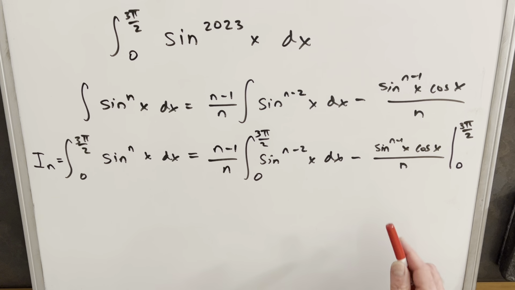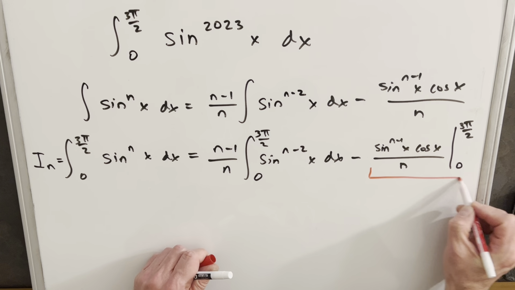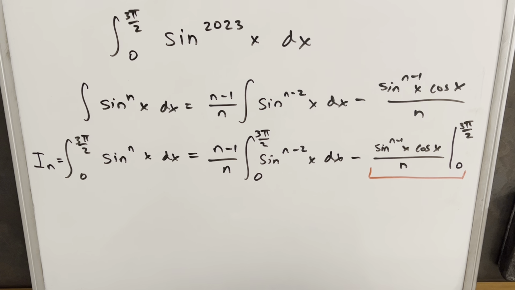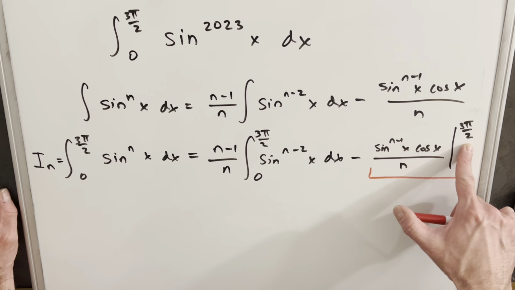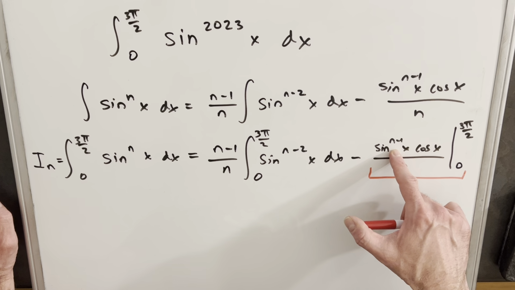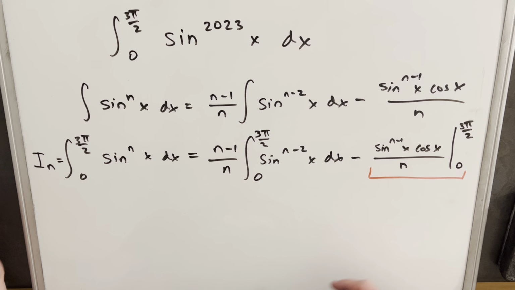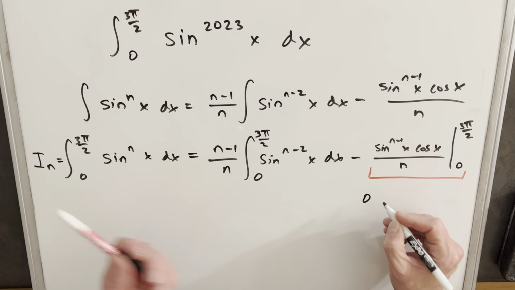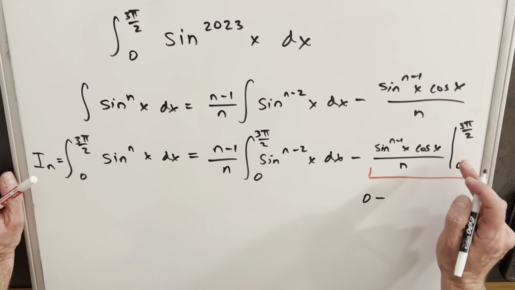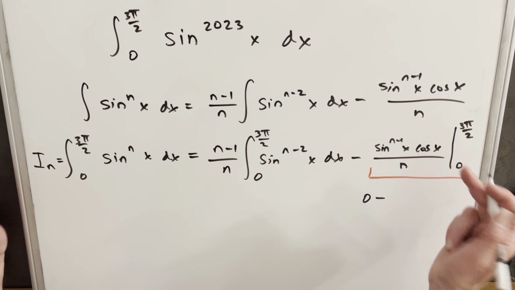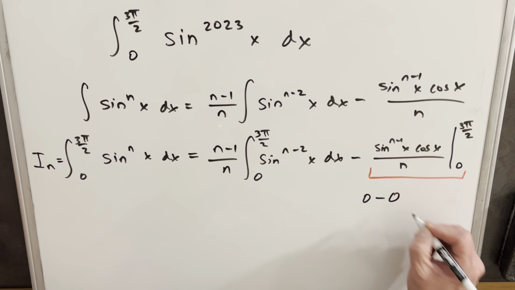The thing I want to notice here, let's just look at this piece and look at what happens. If we try to evaluate this, not even worrying about what n is, at 3 pi over 2, sine of x is going to be -1, and cosine of x there is 0. So just looking at this, we have a 0 for our first piece. Minus, then we look at 0, where cosine is 1, but then sine of 0 is 0. So we have another 0.